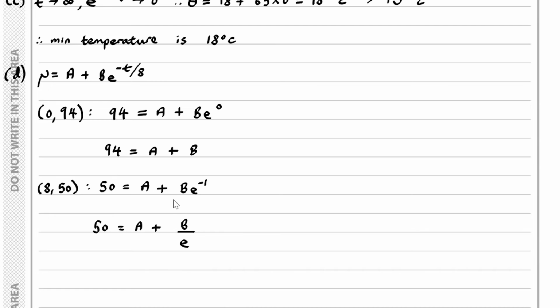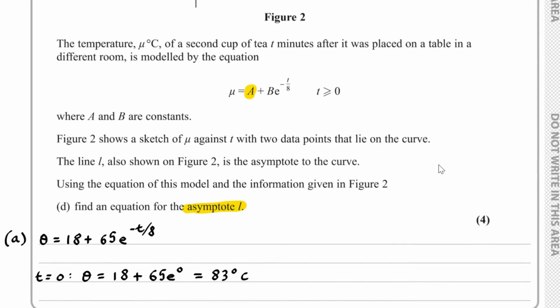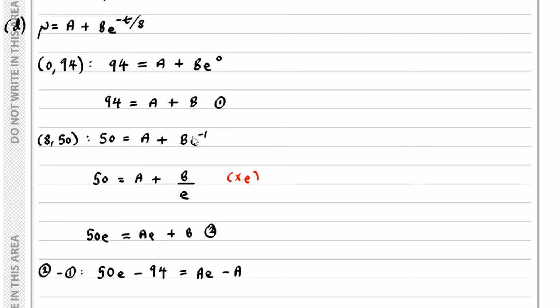Essentially, we want to find out the value of A, and I explained that earlier over here, where I mentioned the equation of the horizontal asymptote, that's mu equals A. Now for us to find out what A is, if I get the B's to be the same, we can subtract the equations. And the way I can do that is multiplying both sides of this equation by e. So here we have 50e equals Ae plus B. And now if we subtract these equations, I'm going to do equation 2 minus equation 1. So I have 50e minus 94, and this is equal to Ae minus A. And of course B minus B is 0.